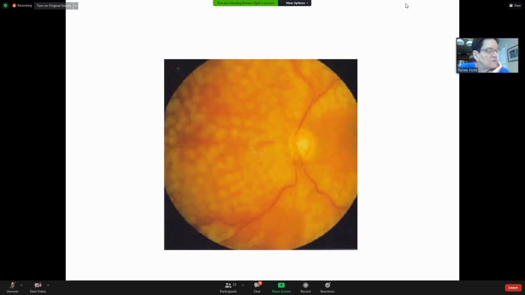Any questions about diabetic retinopathy? Okay, let's move on to cataracts.